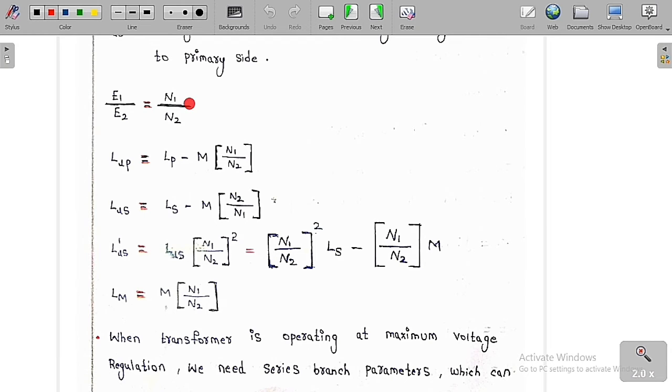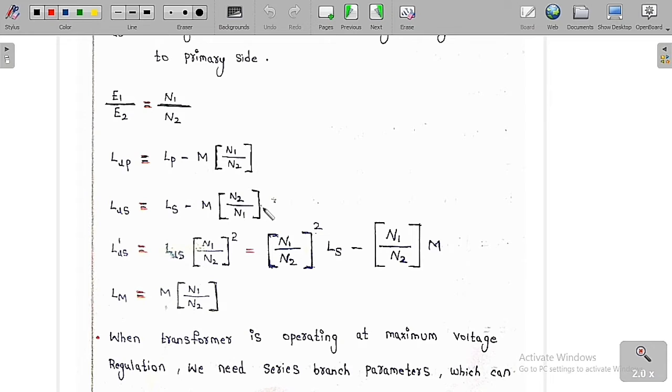Always E1 by E2 is equal to N1 by N2, and LLP is equal to LP minus M into N1 by N2, and LLS is equal to LS minus M into N2 by N1, and LLS dash is equal to LLS into N1 by N2 whole square. If you substitute this formula here, you get N1 by N2 whole square into LS minus N1 by N2 into M, and LM is equal to M into N1 by N2. This is a very important formula that you always have to understand.